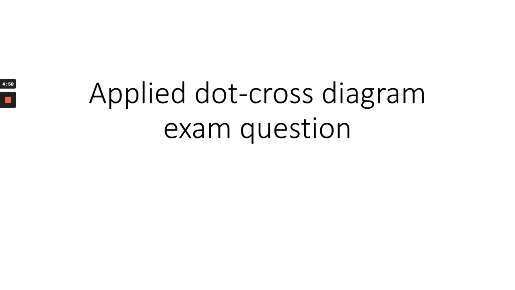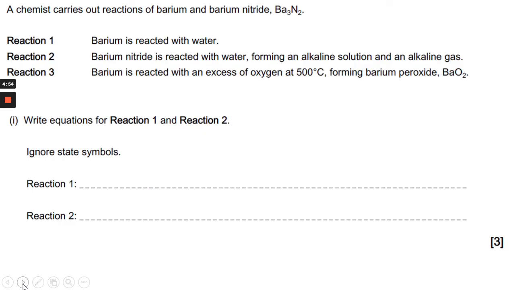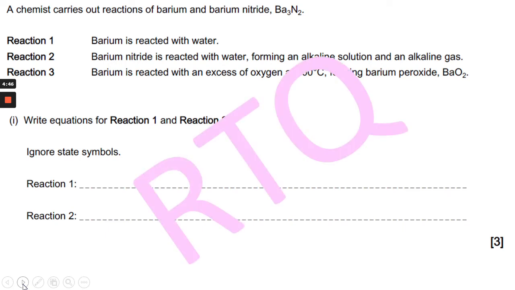Hello, welcome to this clip having a look at an applied dot cross diagram exam question. It gives a description of three reactions and they want you to write equations for reaction 1 and reaction 2. So we need to have a think about how to read the question first of all.